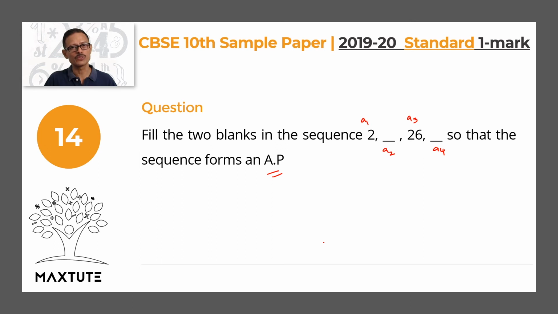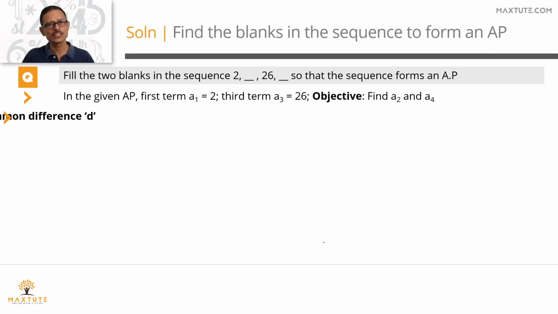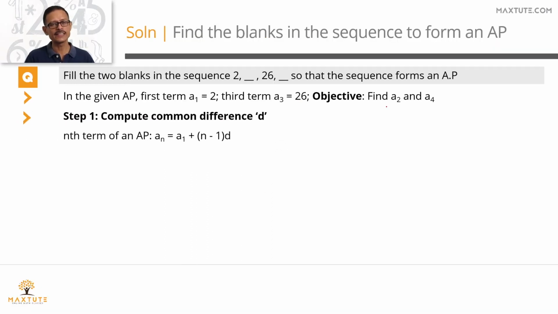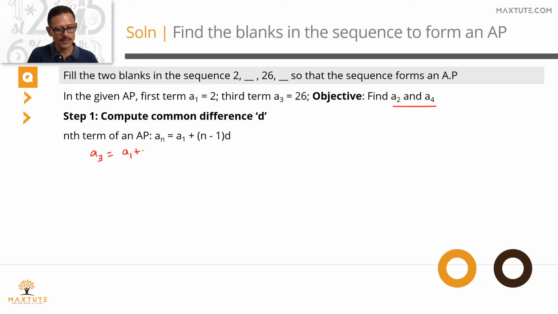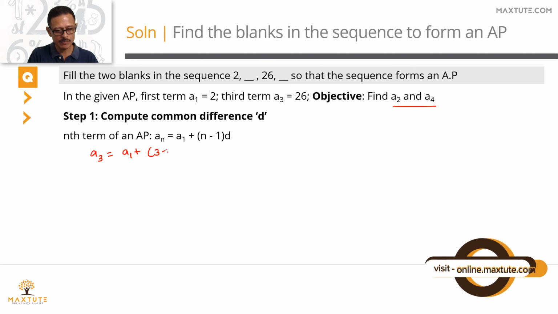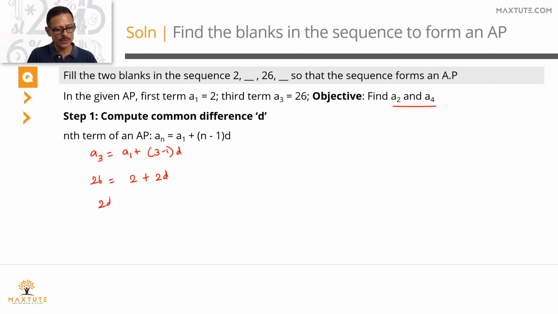Let's take the textbook approach. Step 1, let's compute the common difference. We know A1, we know A3. We have to find out A2 and A4. Let's take n to be equal to 3 because A3 is given to us. So A3 will be equal to A1 plus n minus 1, which is 3 minus 1, times common difference. Do you know values of A3, A1? Yes, we know A3 is equal to 26, A1 is equal to 2, plus 3 minus 1 is 2, 2 times D. 2D is equal to 24 or D is equal to 12. So step 1, we have found out the common difference.